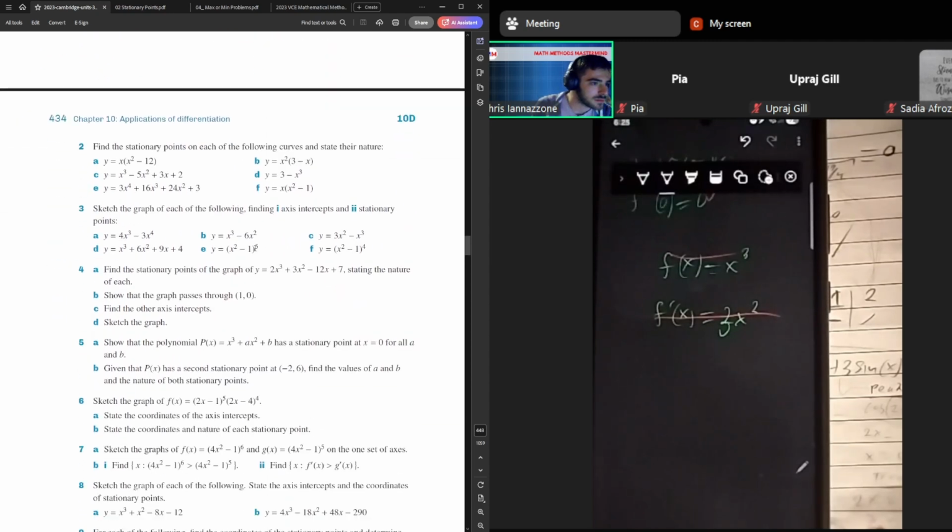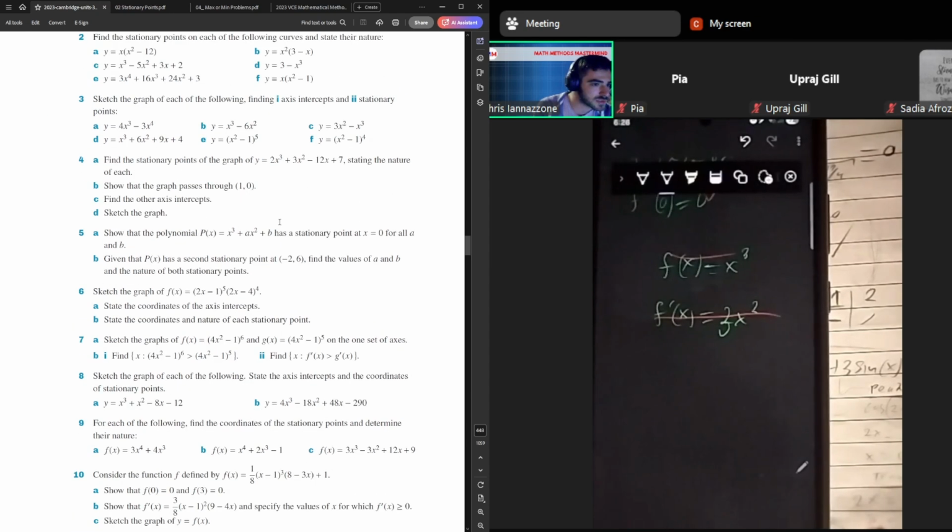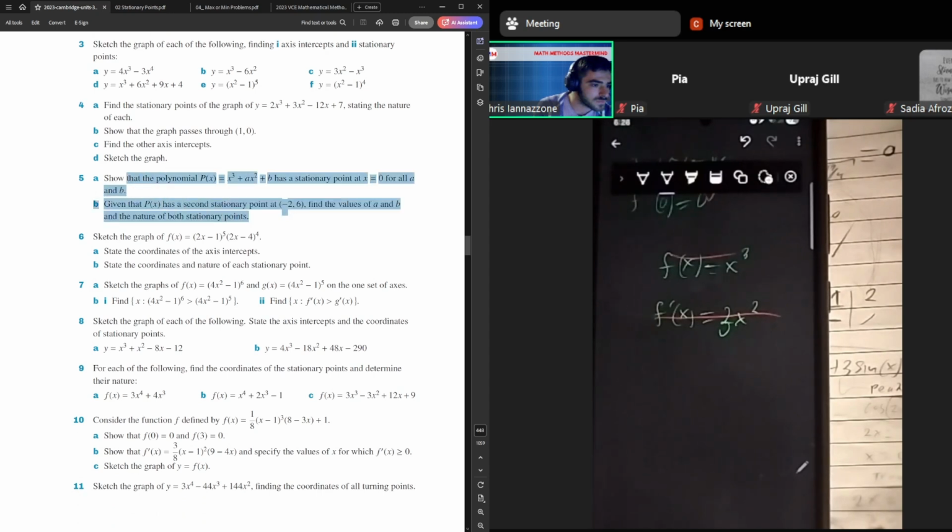Okay, stationary points in nature. Yeah, there isn't a whole lot unique here. A lot of it borrows from the previous chapter, which is you've got to find the stationary point and then figure out its nature. Question 5 looks like it might be unique. Let's see. Got an ax squared plus b, stationary point at x equals 0, always. Oh wait, we've got to prove that actually.